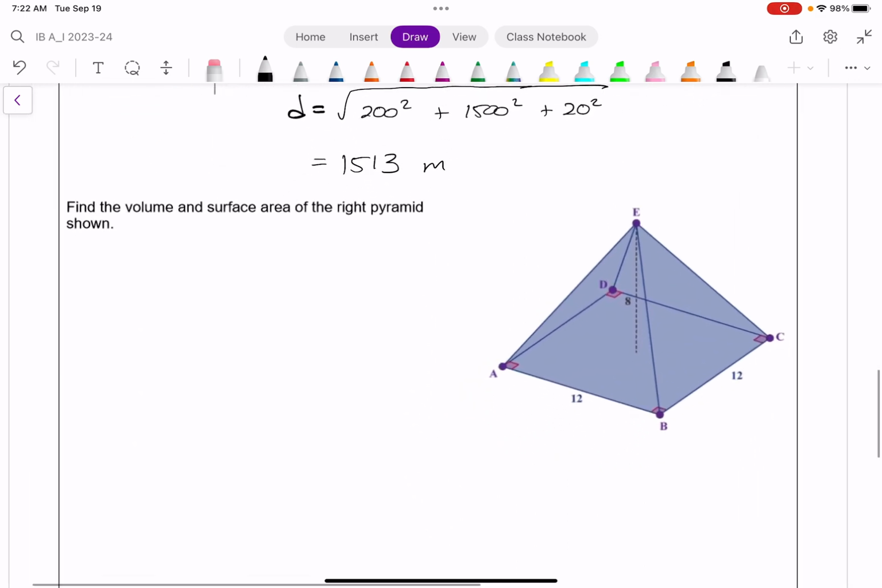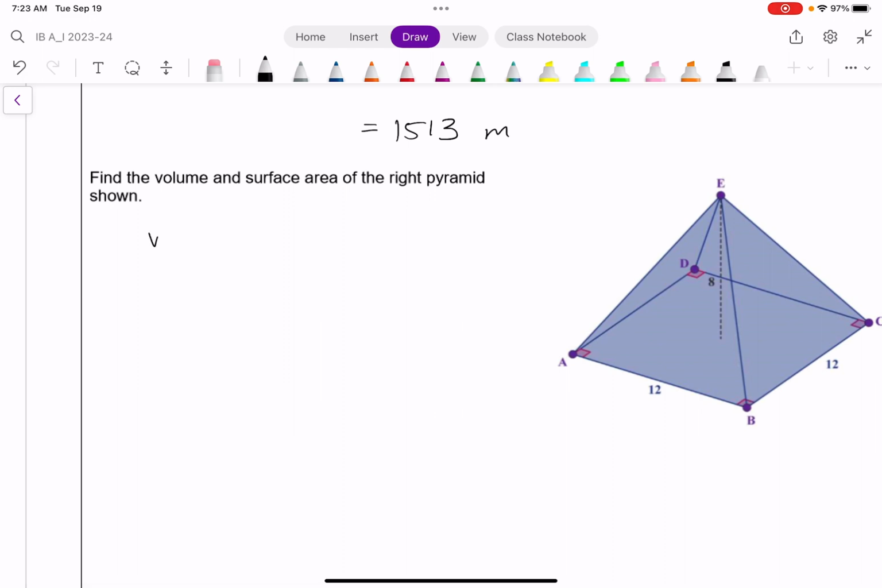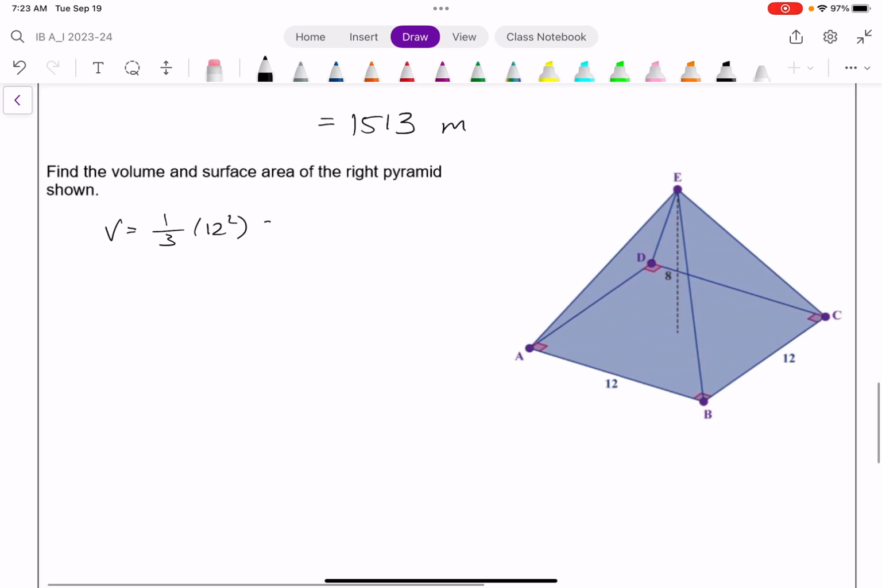All right, last question. It should be fairly standard. I have a right pyramid here, and it has a square base. I want to find the surface area and the volume. We do want to remember volume of a shape like this. The volume is the same as 1/3 the area of the base. So in this case, 1/3 12 squared times the height, which is 8.